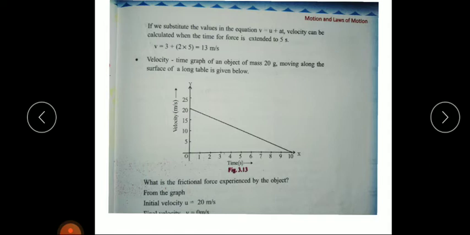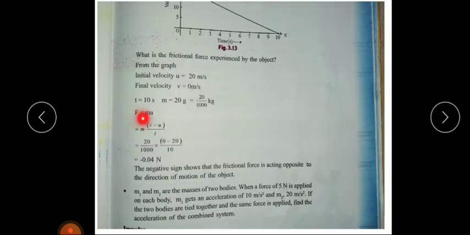So frictional force is a kind of force. So how can we find the force? Yes, using the equation F is equal to ma. So mass is given 20 gram. So we have to find out acceleration. F is equal to m into a. So m is 20 gram. We have to convert this into kilogram. So divide it by 1000 because 1 kilogram is equal to 1000 gram. So to convert gram to kilogram, we have to divide it by 1000.